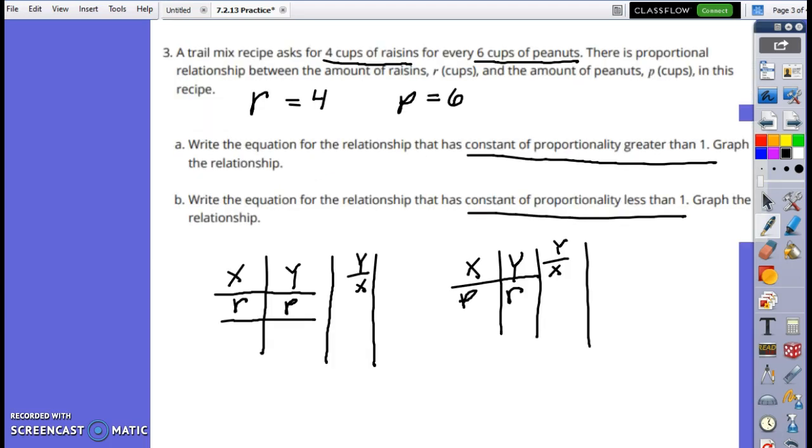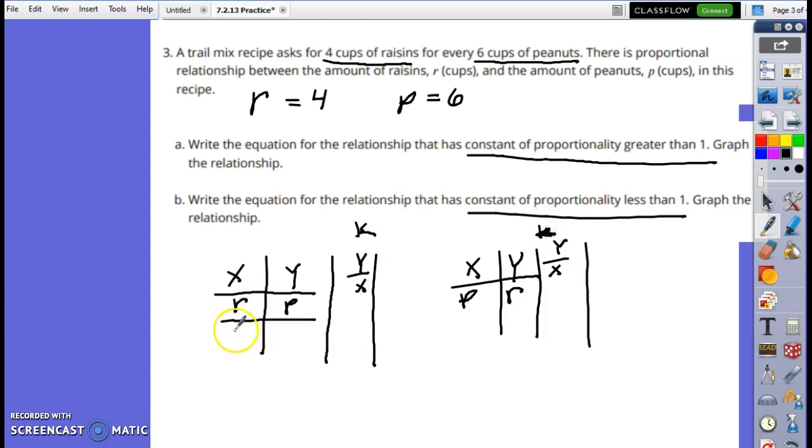All right, and here we have our problem about 4 cups of raisins for every 6 cups of peanuts. And it's asking us to write, again, 2 different equations. One where the constant of proportionality is greater than 1, one where the constant of proportionality is less than 1. So take a look at how I set up my tables. I still have my x, y table, but in this one I'm comparing raisins to peanuts, and in this one I'm comparing peanuts to raisins. And in each, I'm going to find my constant.